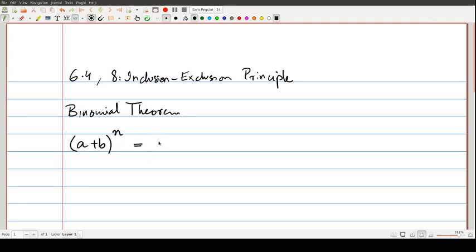You take a to the power n, plus some factor times a to the power n minus 1, b to the power 1, plus then some factor, a to the power n minus 2, b to the power 2, and so on, up until you reach b to the power n. Do you remember what the factor is in the first case? What are these terms?